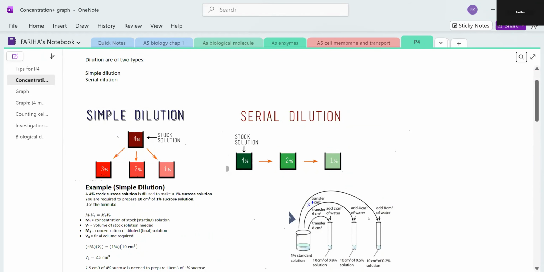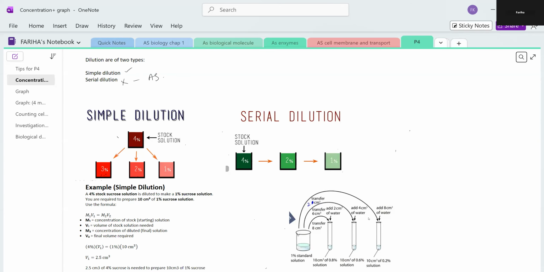So there are two different types of dilutions. Number one is simple dilution. Number two is serial dilution. Now, I haven't seen any question related to serial dilution in your paper. Most of the questions are from simple dilutions. Serial dilution comes in your AS level, so no need to worry about it.